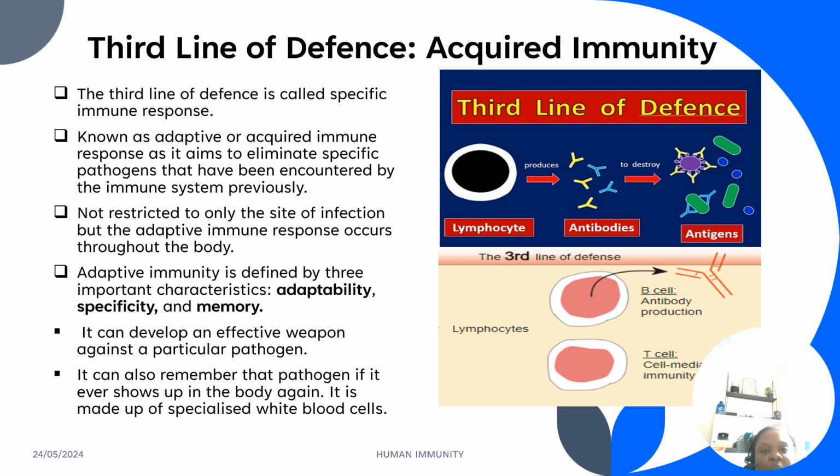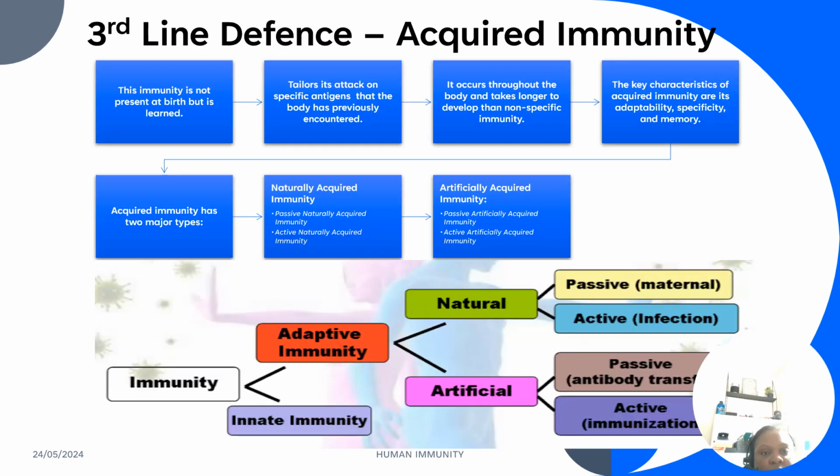It plays two main roles, which are to identify and destroy specific pathogens and to build long-lasting immunity against the pathogens in case they infect the body again. Acquired or adaptive immunity has two major types: naturally acquired immunity and artificially acquired immunity.